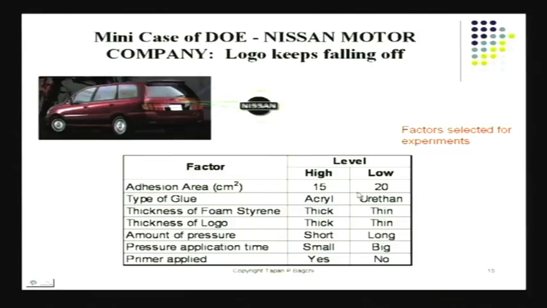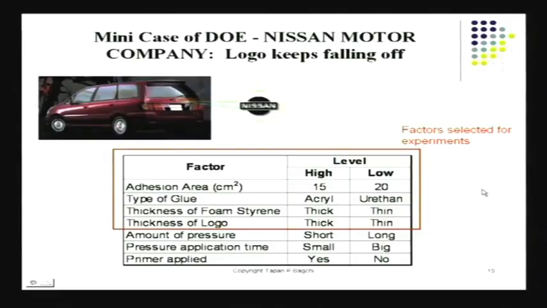I'm going to pretend that there are two areas available, 15 centimeter square and 20 centimeter square. Type of glue, acrylic glue and urethane glue. These two types of glues are available to me. Thickness of the foam, it could be thick or thin. The thickness of the logo, it also could be thick or thin. Amount of pressure could be short or long, small and big, and so on. Notice each of these factors now has what we call treatments, two treatments for each of these factors.